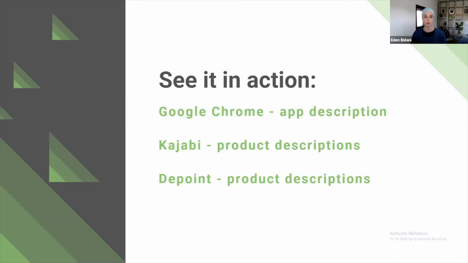App descriptions as well are a great place to look for examples of these feature benefit and benefit feature statements, but you can Google these examples for more.